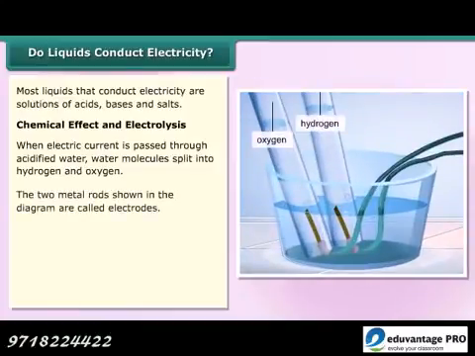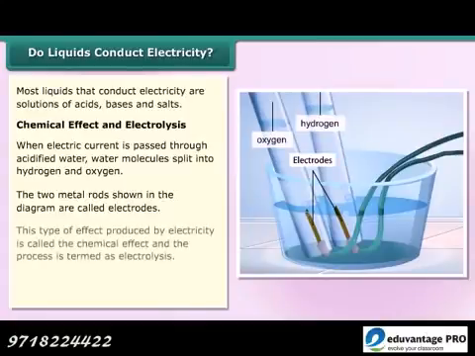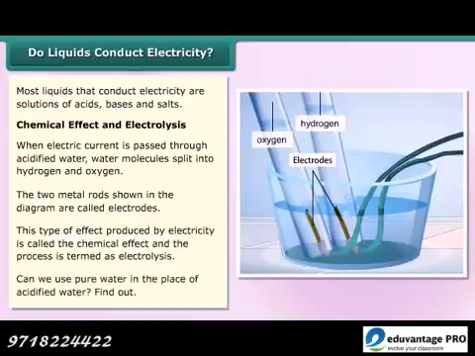The two metal rods shown in the diagram are called electrodes. This type of effect produced by electricity is called the chemical effect, and the process is termed as electrolysis. Can we use pure water in the place of acidified water? Find out.